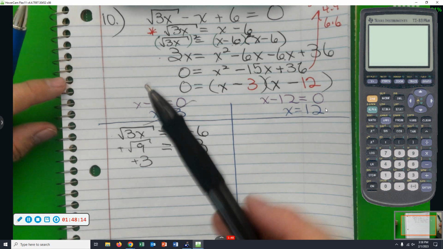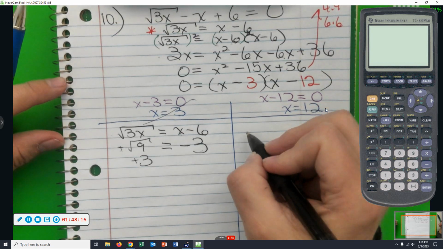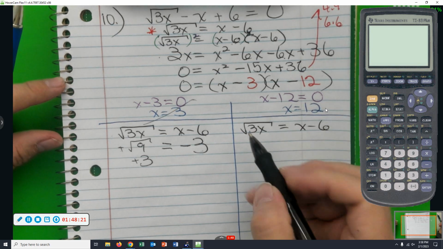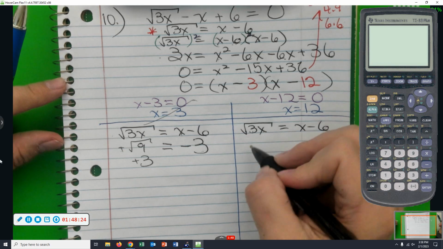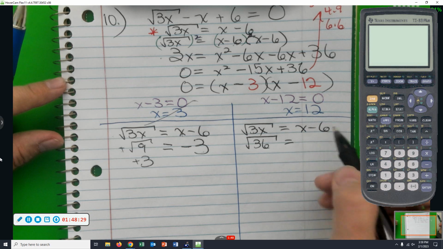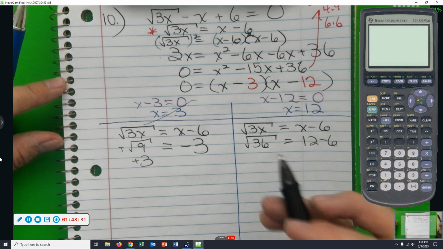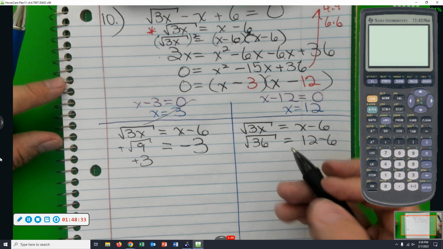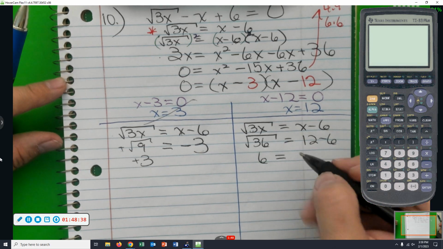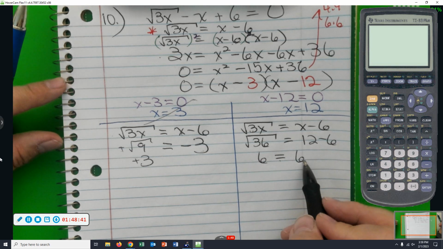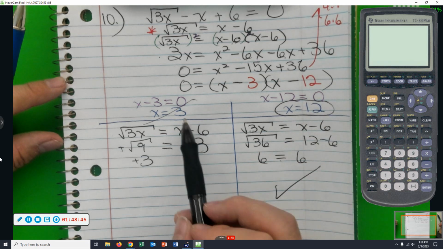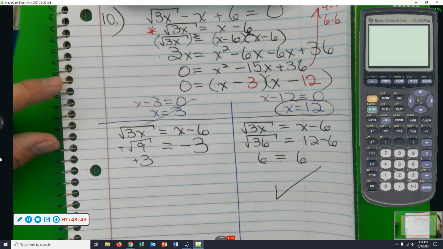What about 12? Plugging into the square root of 3x equals x minus 6. 3 times 12, that's 36. 12 minus 6. What's the square root of 36? What's 12 minus 6? 6. Does 6 equal 6? Yes, so 12 checked. 3 did it, 12 did.